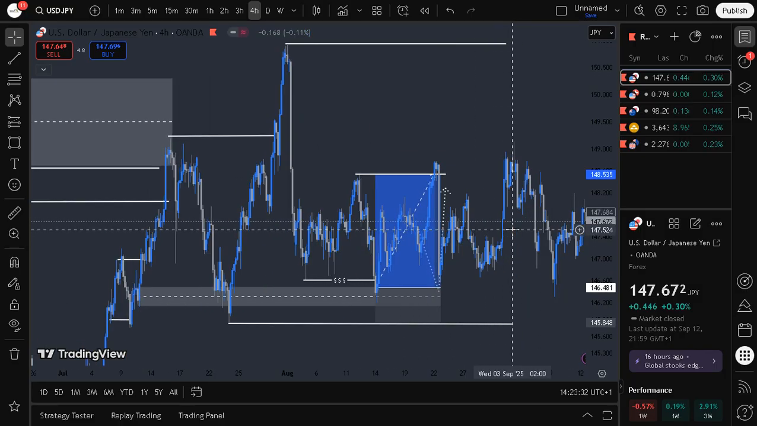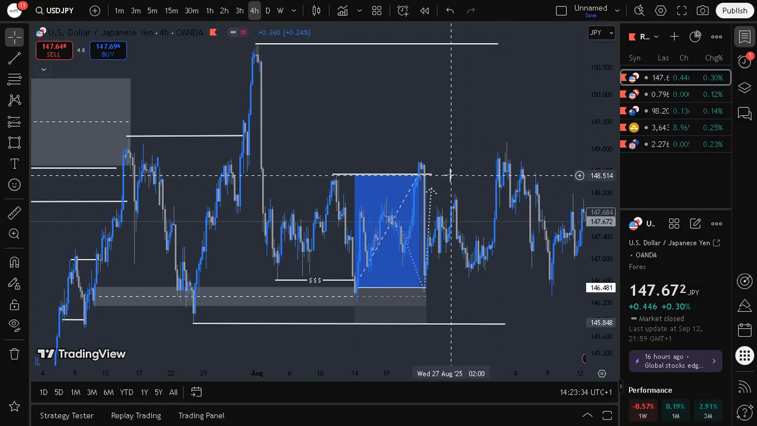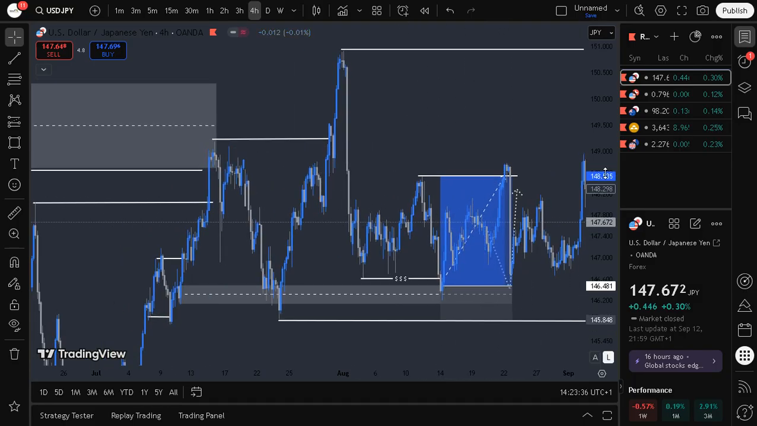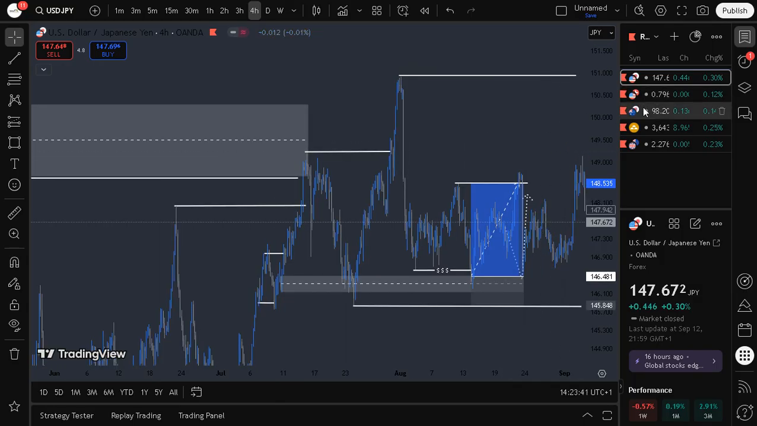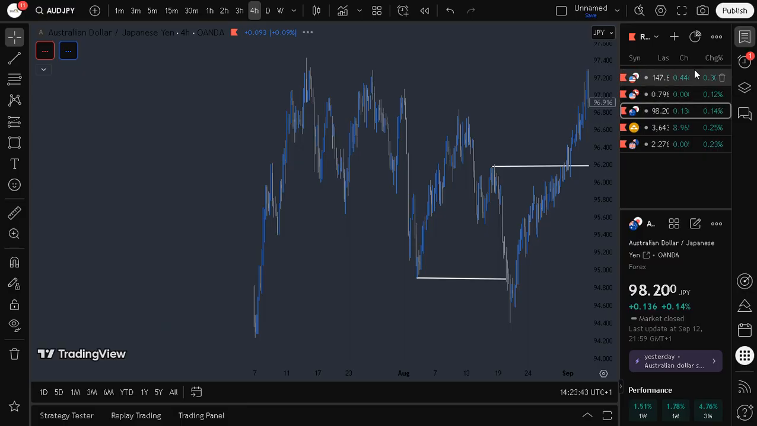Sent this out to the Telegram. People did take it and people did make profit off this trade too, by the way. So let's go to the next pair, which we did eventually take, which was AUDJPY.